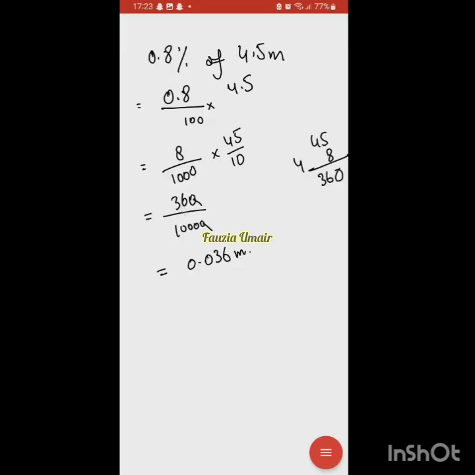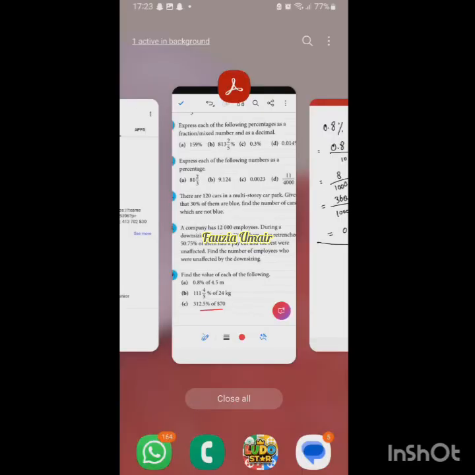See, beta, any question? No, ma'am. Right? So same, in these questions the answer is not in percentage. The answer has the same unit as in the question. Okay? So let's do the second part.